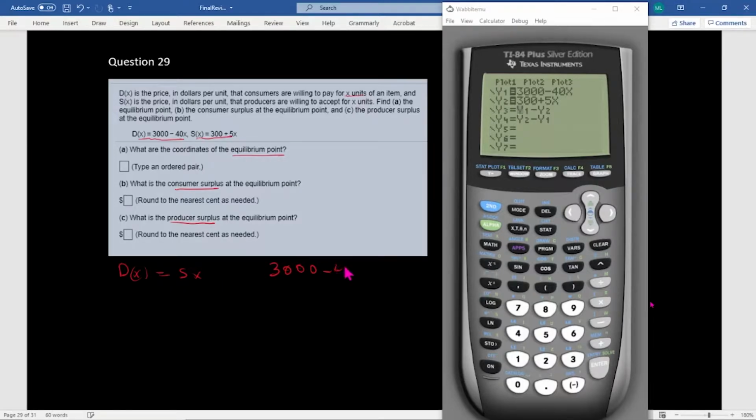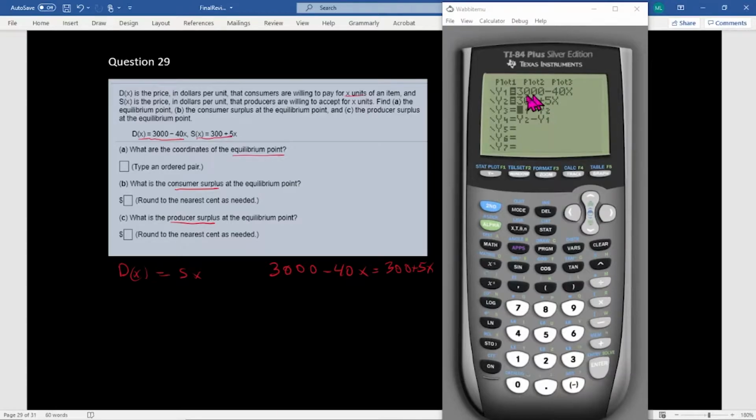3000 minus 40x equals 300 plus 5x. Solve for x and you'll get your intersection point. And then you plug it back into both of these, or either of them, you'll get the same y value. That's the idea of the equilibrium.